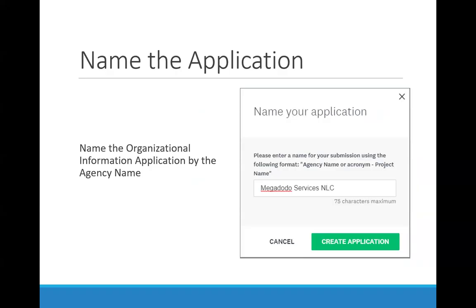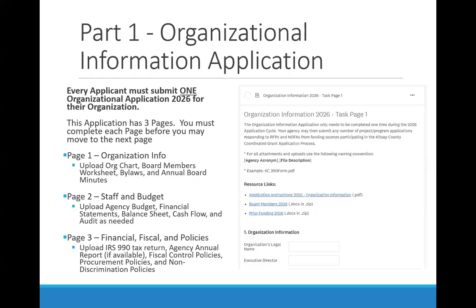First, you'll want to name your application. Use an agency acronym or your agency name, followed by organizational information application. The organizational information application has 3 pages to complete. The first is the organization info. This will include questions related to uploading your organization info chart, and information about your board members.